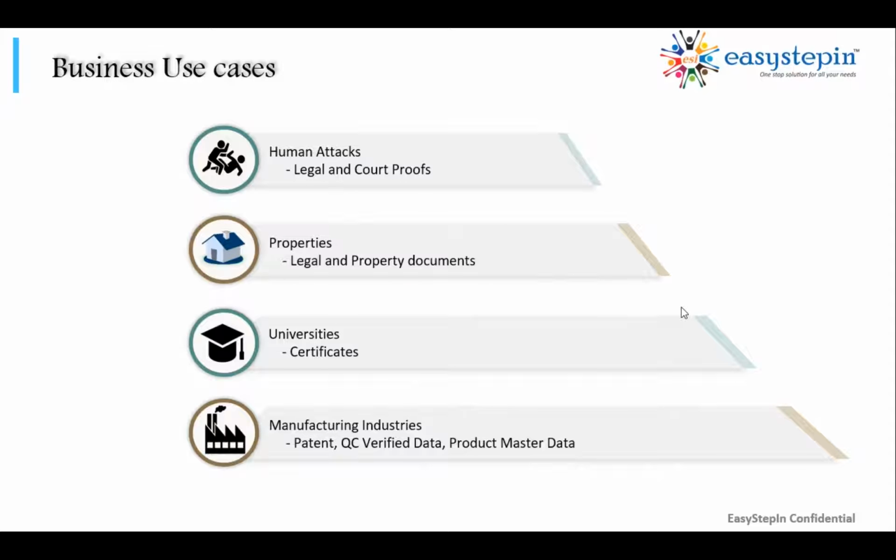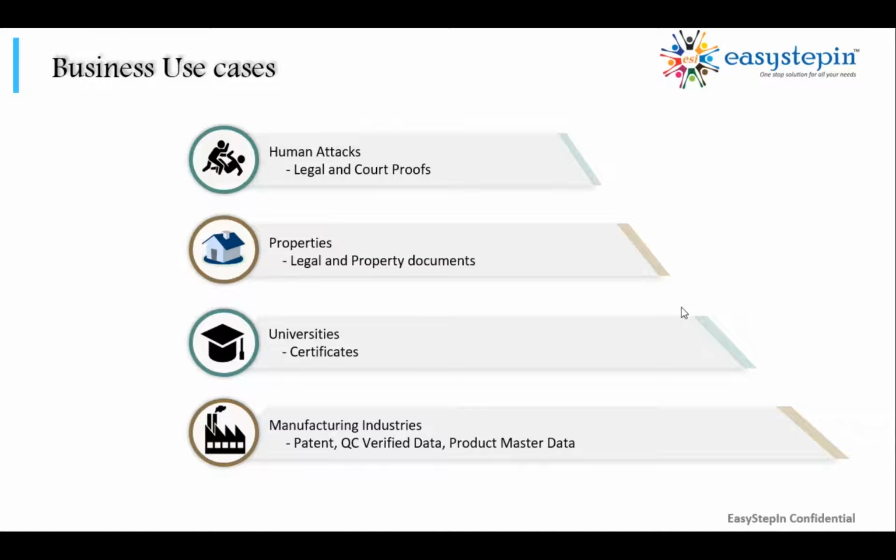Here are some of the business use cases that we have done. The first one is human attacks. In case of any incident, anyone can capture the proof of the incident and it will be uploaded into a blockchain. This can be achieved using our IoT device with one click, so it will be very useful and cannot be tampered with. The second one is properties. We can store legal and property documents that cannot be stolen by others and cannot be tampered with.